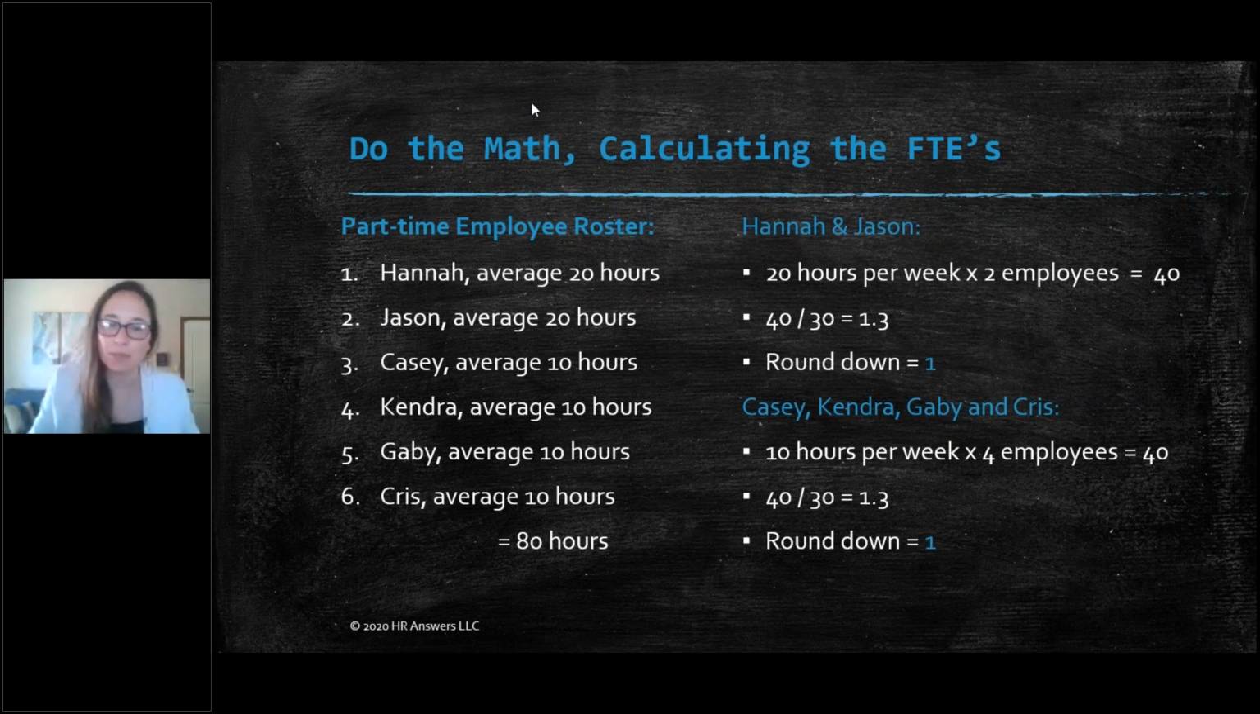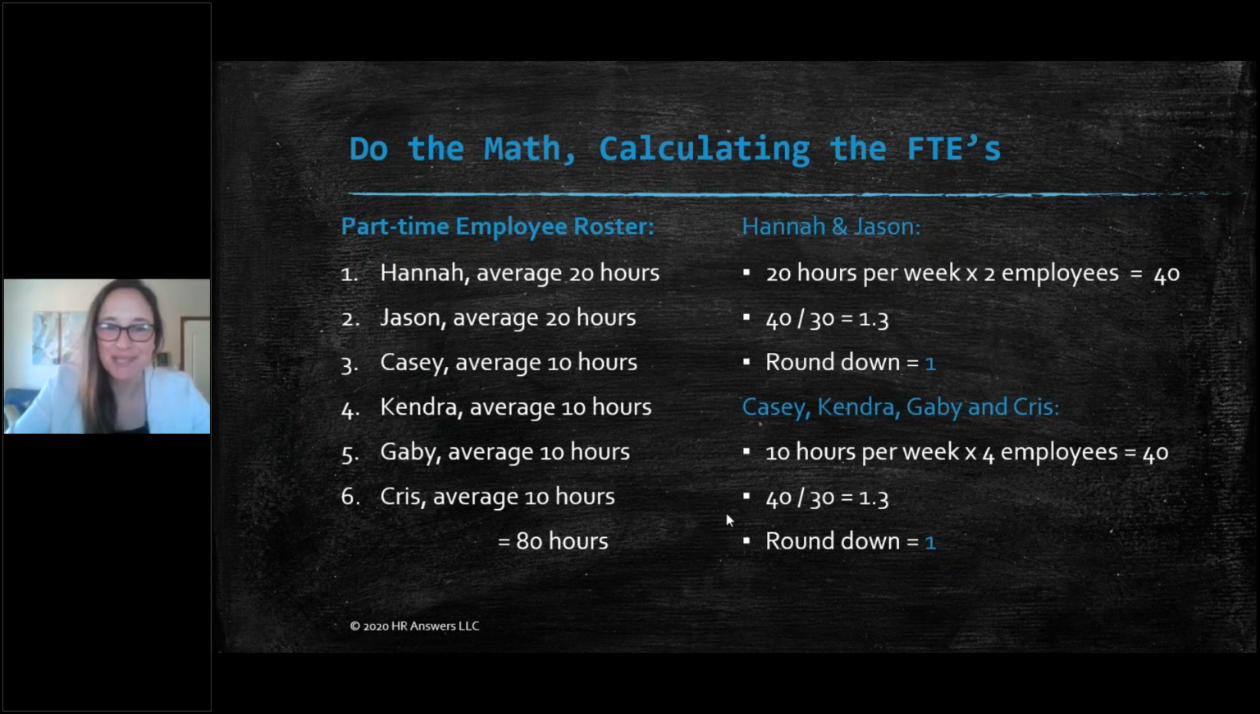So then I take my 4 remaining employees and I put them in my bucket of 10-hour per week employees. So 10 hours per week times these 4 employees, again, equals 40 hours per week on average. And I take that 40-hour total, divide it by my 30-hour FTE policy, which again, totals out to be 1.3, and I round it down.